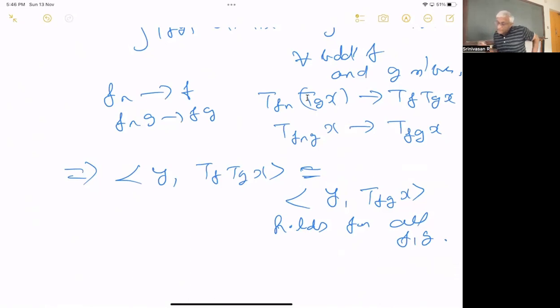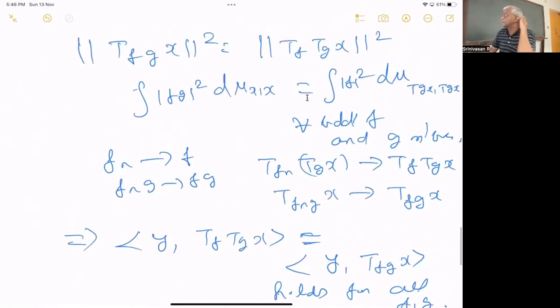I mean, this implies that for all those, the above thing itself was enough. Scroll up. So now we can say that TG of X is in the domain of F, that is, TG of X is in D of F. This implies X is in D of FG. Right, X is in D of FG. So that's what we needed.